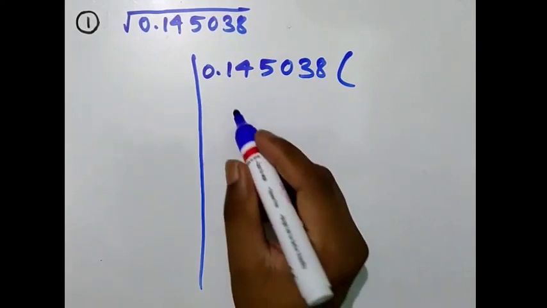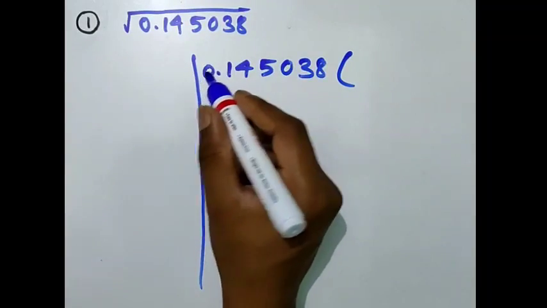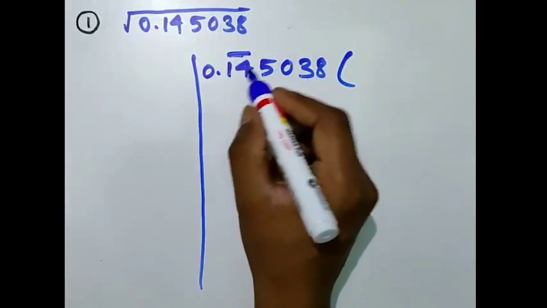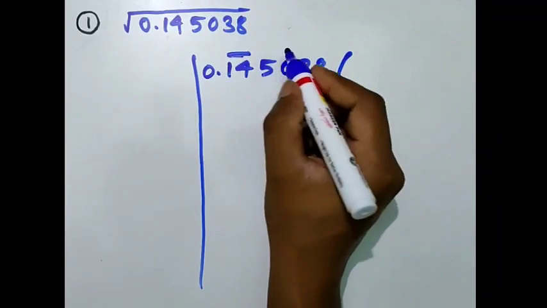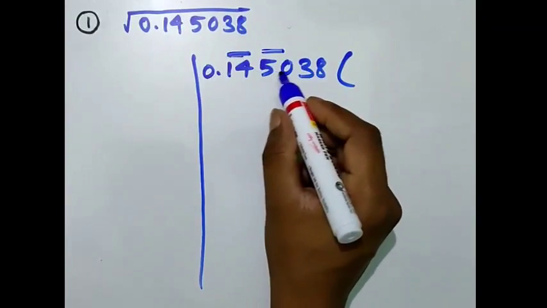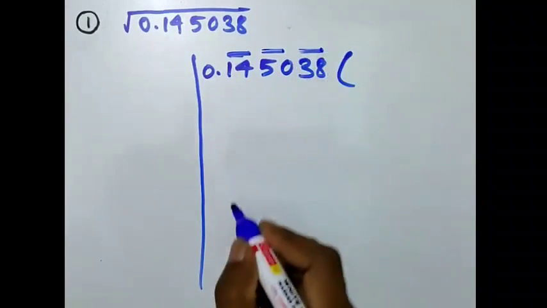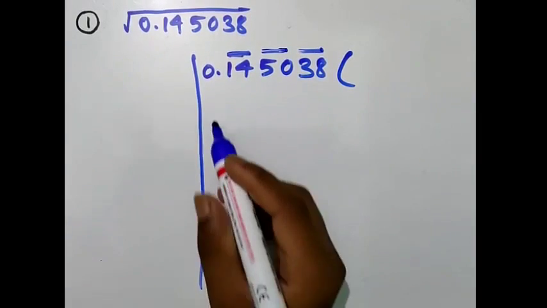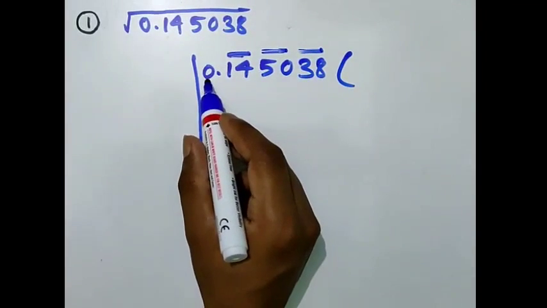So let's make the pairs. In the integral part we have 0. In the decimal part, let's start from left to right. The first pair is 14, then 50, then 38. So let's start dividing.